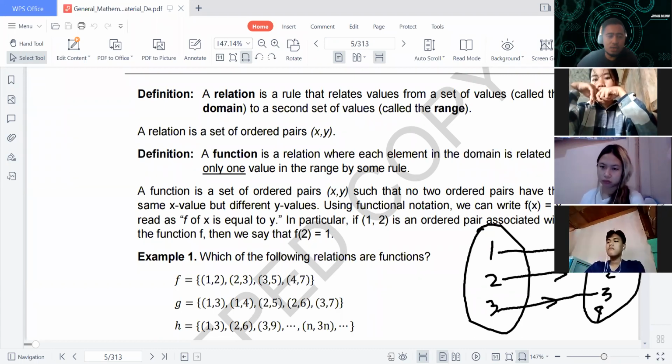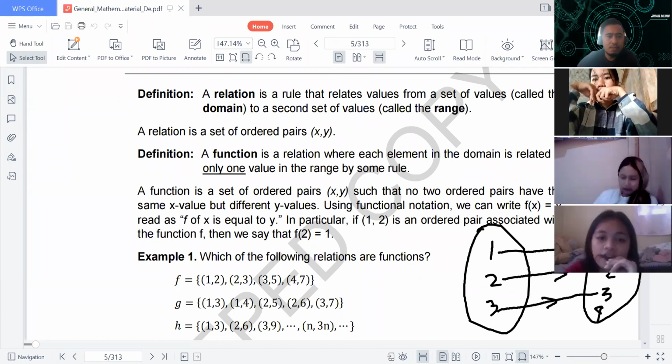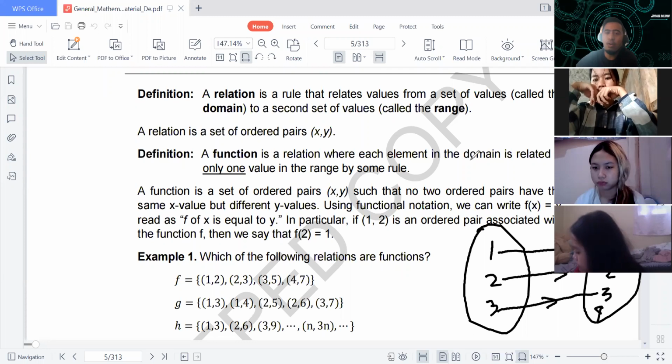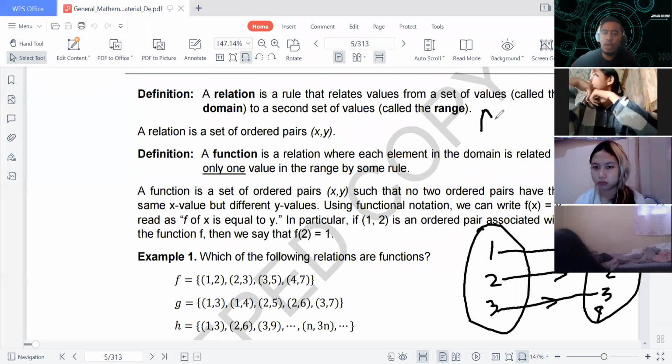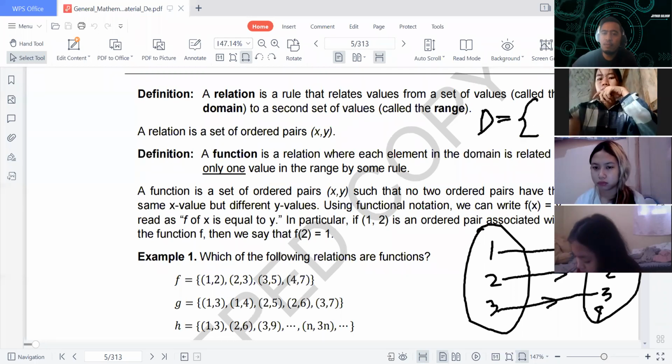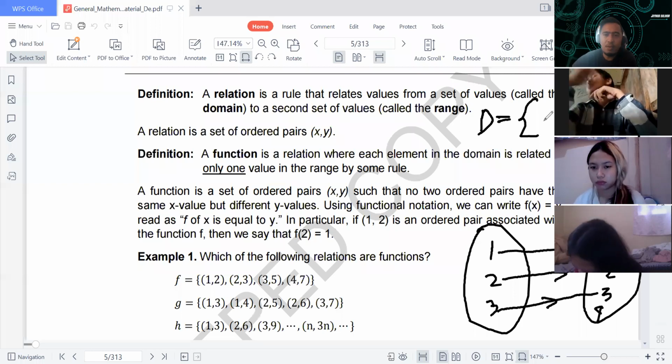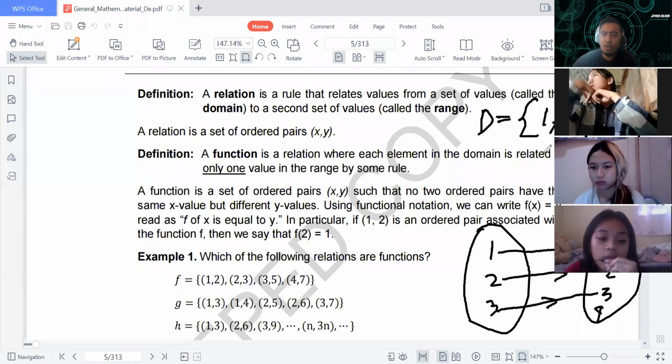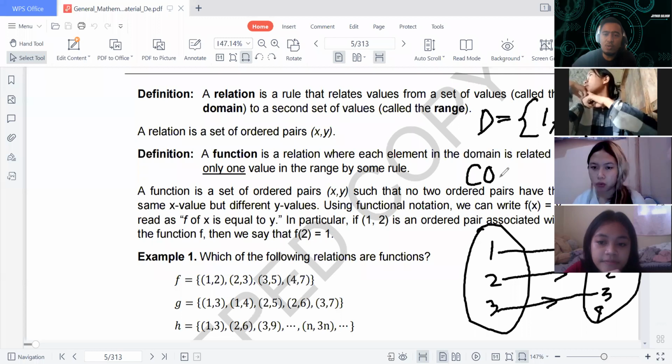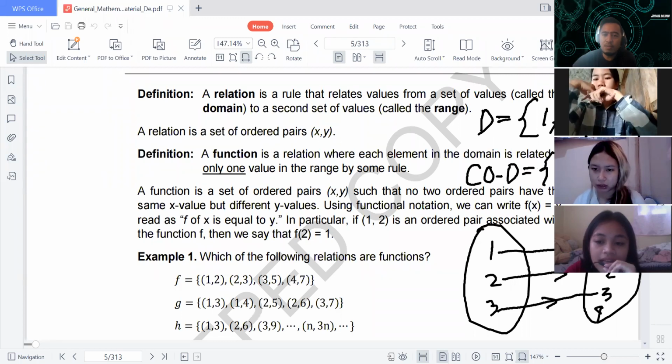Is it a function? Yes, because the assignment of 1 is only 1, the assignment of 2 is only 2, the assignment of 3 is only 3. Now let me ask you, what is your domain? The set containing 1, 2, 3. What is your codomain? 1, 2, 4. Very good.